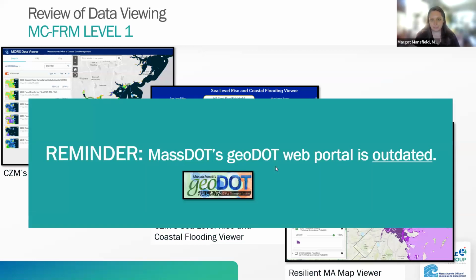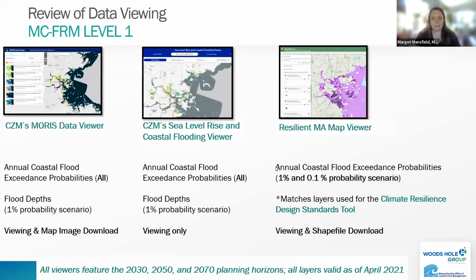Next slide. We do want to remind you that MassDOT's GeoDot web portal is pointing to outdated level 1 layers, and thus we recommend going to newer data viewers and the forthcoming download page on Woods Hole Group's website to ensure you're looking at the latest version. Next slide. So the three viewers screenshots you see here were covered in training number 1. I encourage you to listen to that section of the recording if you are interested in more details.